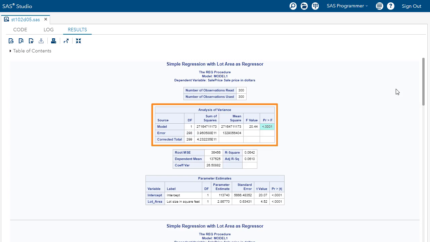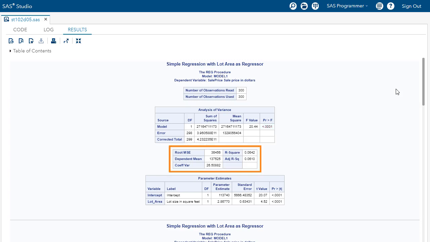Finally, the ANOVA table reports the p-value to evaluate the null hypothesis. And in this case, it's highly significant. Thus, you can conclude that the simple linear regression model fits the data better than the baseline model. Evidence suggests that there's a significant linear relationship between sale price and lot area because the slope for lot area is significantly different from 0.